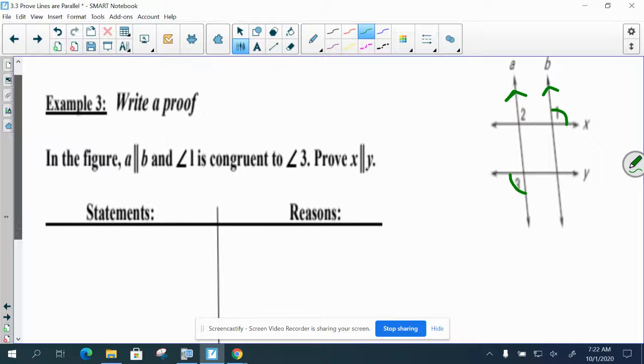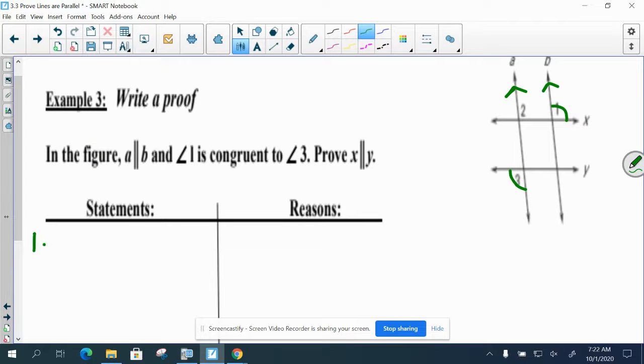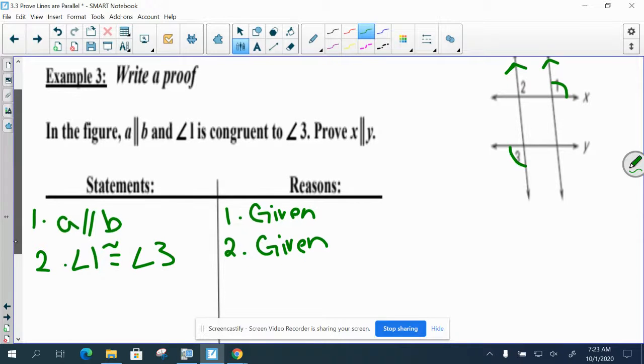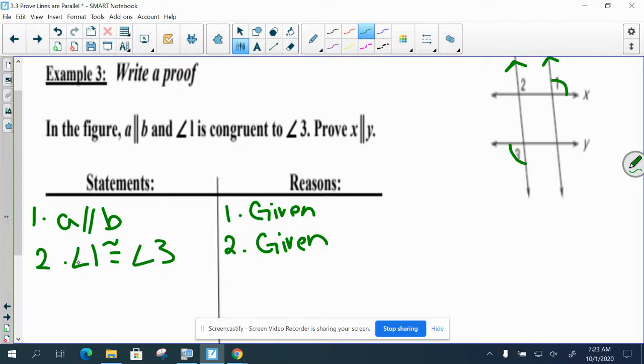Your proof has 5 steps in it. If you want, you can number the steps. But first, let's just say our givens, and our givens are just going to go on 2 steps. First, A parallel to B, and then next, angle 1 is congruent to angle 3. Given, and given. You don't always have to write your givens in the first 2 steps, but if you're not really sure, then just go ahead and put them in the first 2 steps.